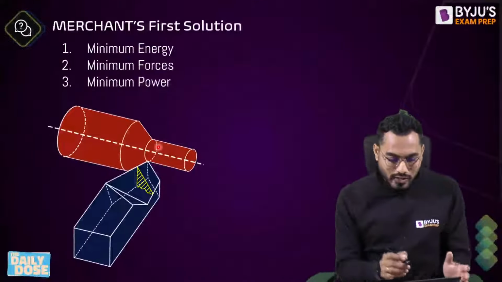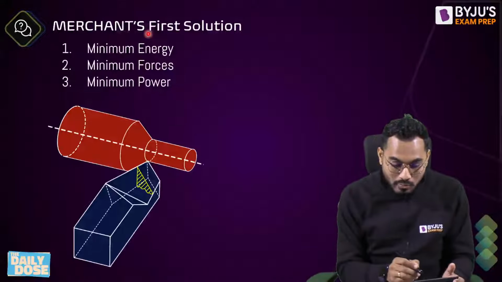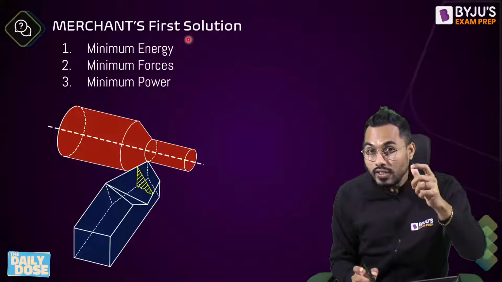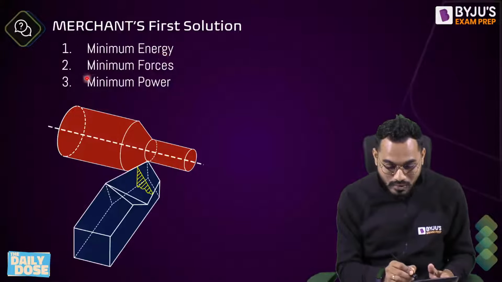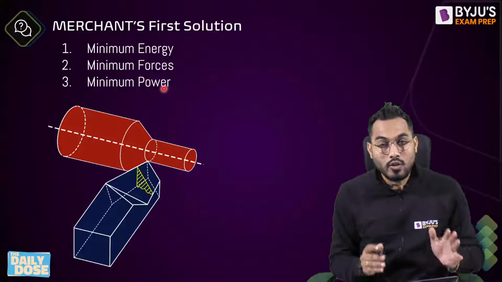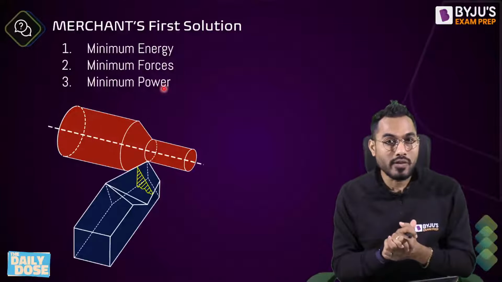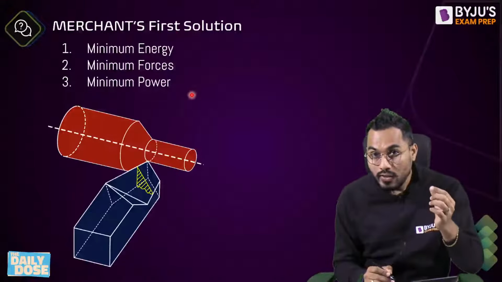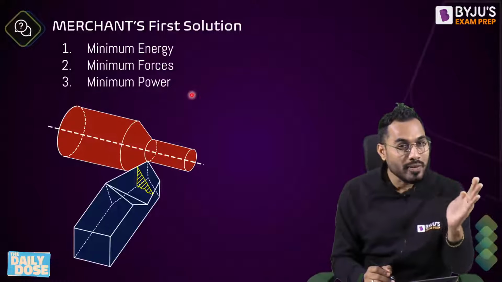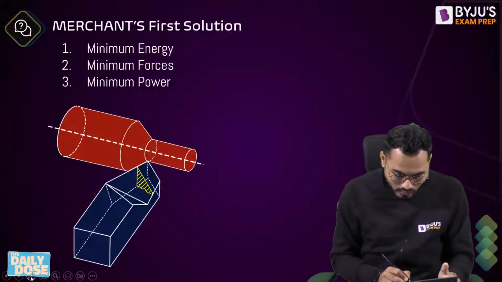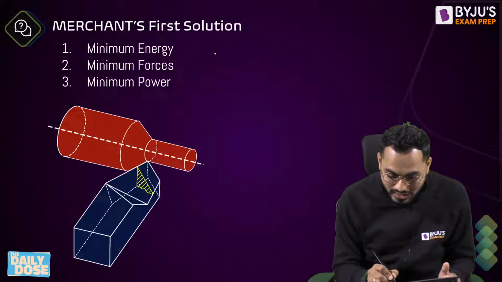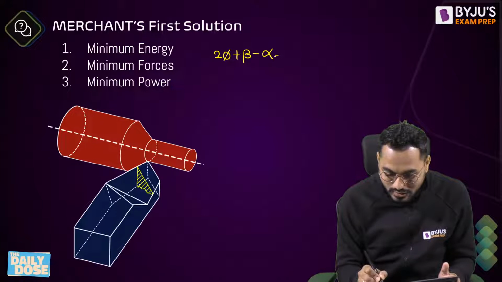Whenever it is given in the problem, Merchant's first solution. The Merchant's first solution is nothing but an equation developed to consume minimum energy, minimum forces and minimum power. So whenever words like minimum energy, minimum power consumption, minimum forces, or by Merchant's solution calculate shear plane angle phi are coming in the GATE examination, then we have to use Merchant's equation for minimum energy, and that is exactly 2 phi plus beta minus alpha 0 is exactly equal to 90 degree.